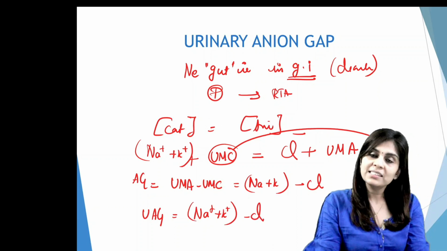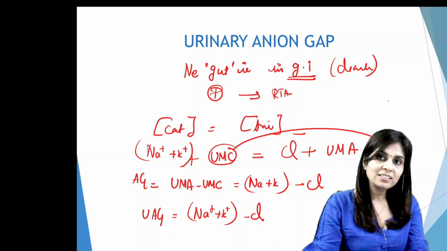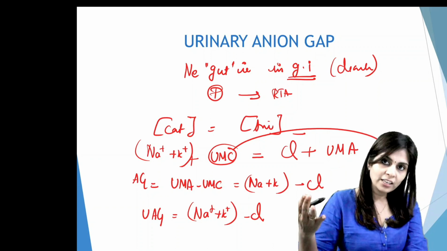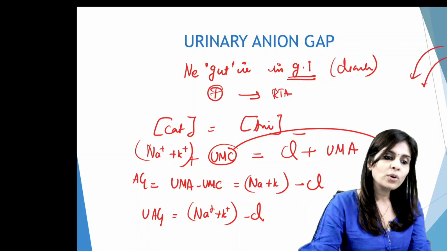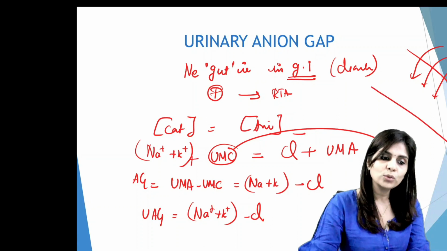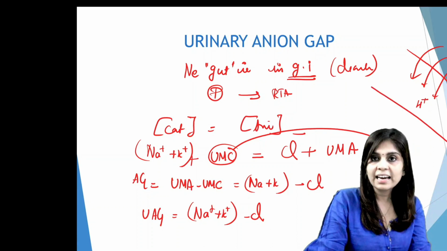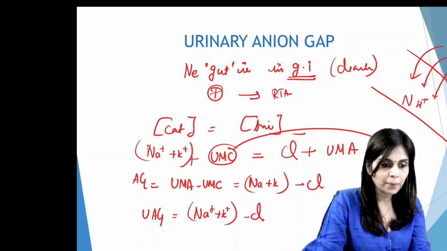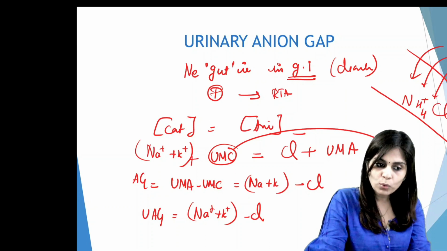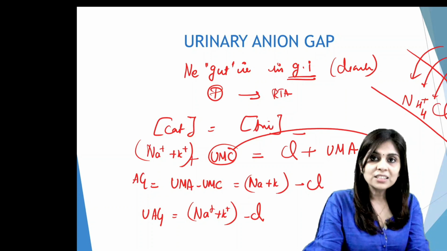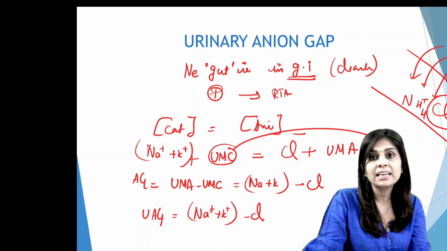Now what happens if it's a GI loss of bicarbonate? If it is gastrointestinal loss of bicarbonate, there is metabolic acidosis, and because of this metabolic acidosis, more and more H+ will get secreted into the distal convoluted tubule. And all those H+ ions will react with ammonia, forming ammonium. And this ammonium will be excreted in urine as ammonium chloride. So in GI loss of bicarbonate, urinary chloride concentration will be very high.